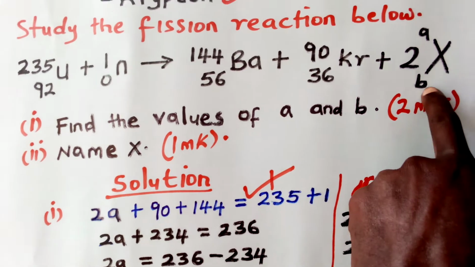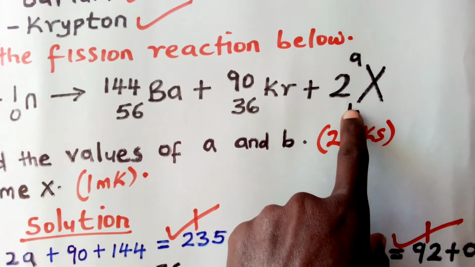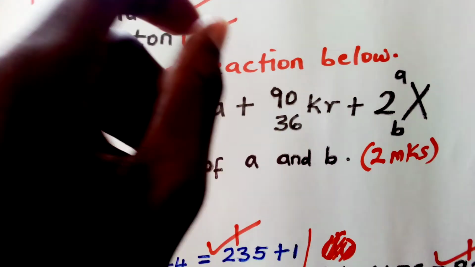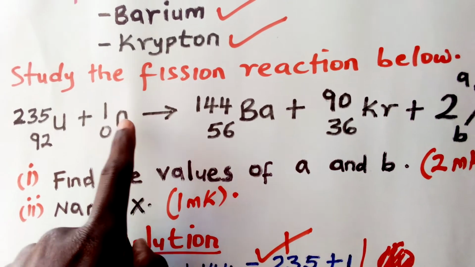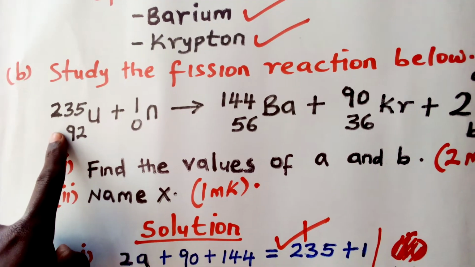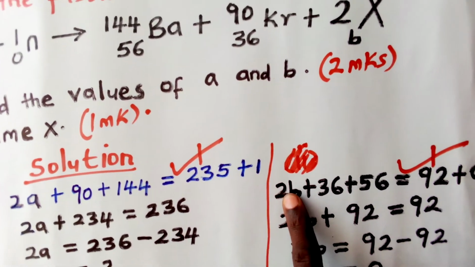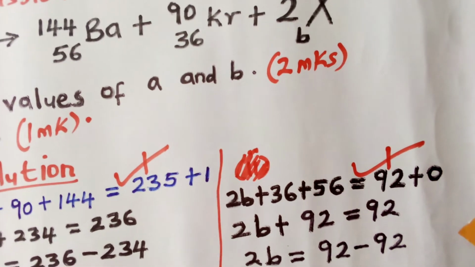So where is b? B is down here. This 2 is in front of b. So 2 times b is 2b. So 2b plus 36 plus 56, then we cross the equal sign, is equal to 0 plus 92. And that is what we write here: 2 times b is 2b plus 36 plus 56 equals 92 plus 0.